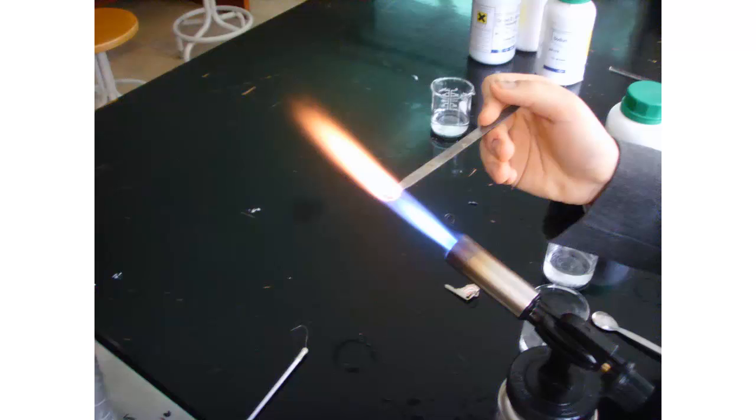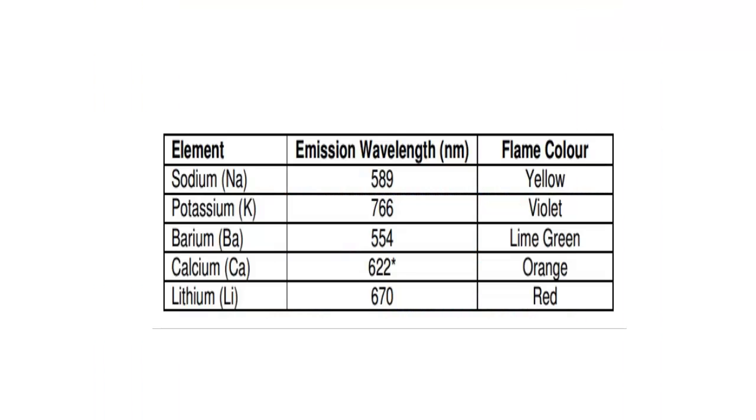The electrons of these elements are excited by heat, changing their energy levels, which causes them to emit light, a part of which is visible.